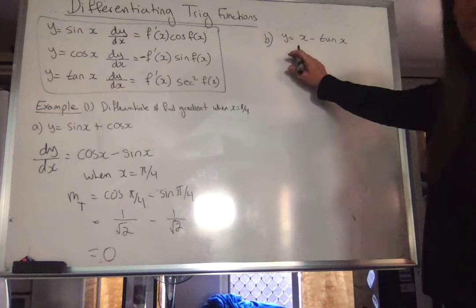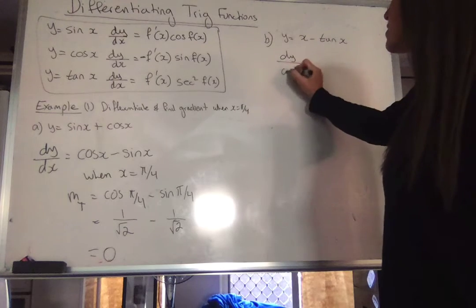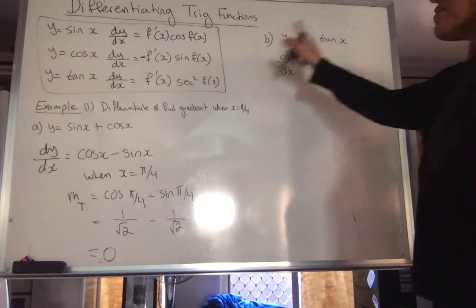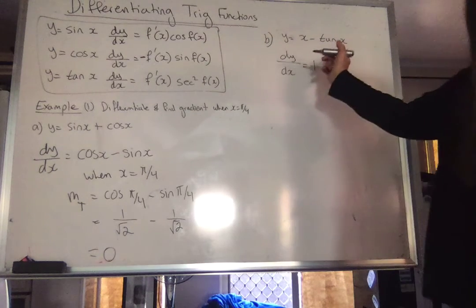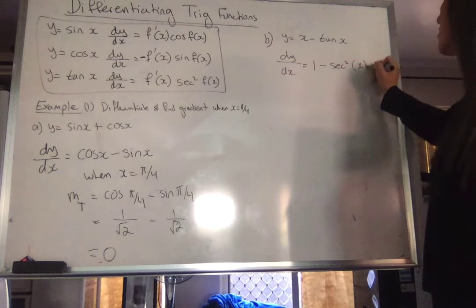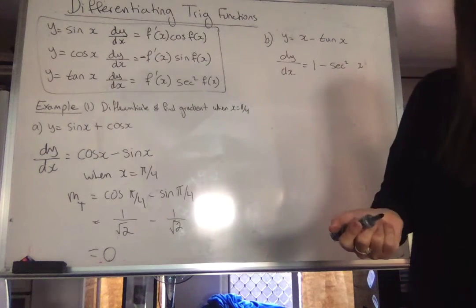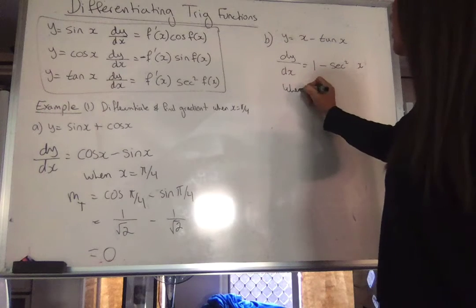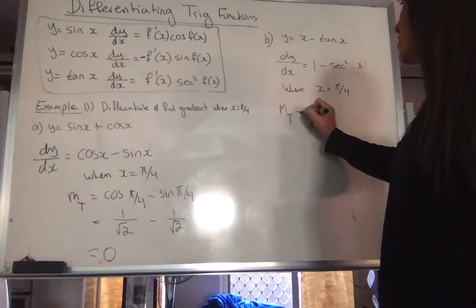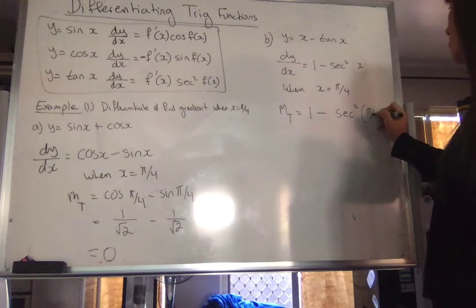Then there's a part B to this question. Okay, let's differentiate. dy dx, the derivative of x is 1. The derivative of tan x is sec squared x in this case. Right, but there's a minus, so it's minus sec squared x. I don't need the bracket, you can just leave it without the bracket if you prefer, doesn't matter. Okay, now when x equals pi on 4, the gradient of the tangent is going to be 1 minus sec squared pi on 4.